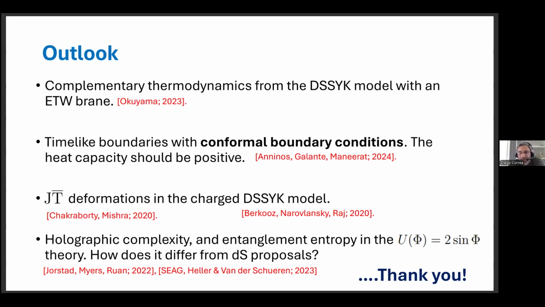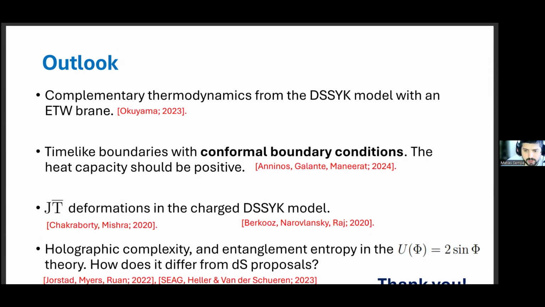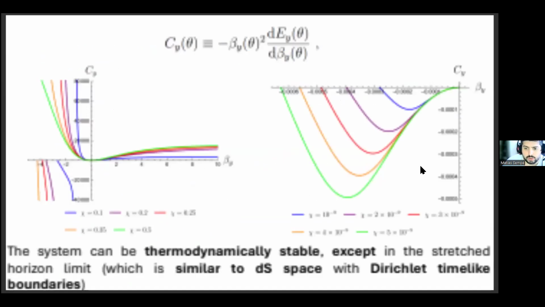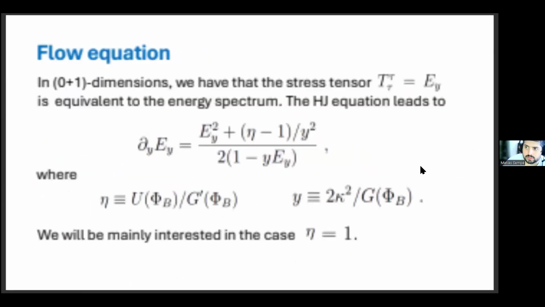Yeah, Sergio. So I have a silly question maybe. When you put the potential, you put a sine, right? So this scalar is compact. So you should care about topological corrections to this maybe, right?